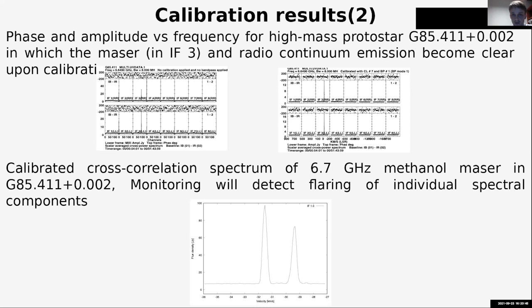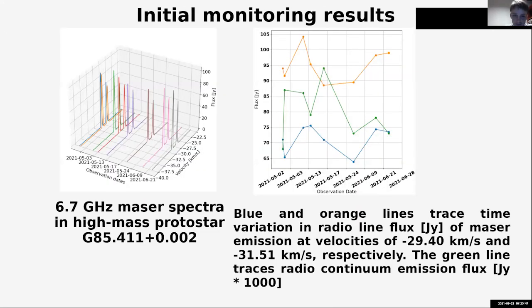So now I will show some initial results that we have currently. You see two things. On the left you see the spectrum, how the spectrum is changing over time. This is the maser spectra for the 66.7 gigahertz high mass protostar G85. In the three-dimensional plot you see observation dates and velocity of each spectrum and see how the spectrum changes over time.